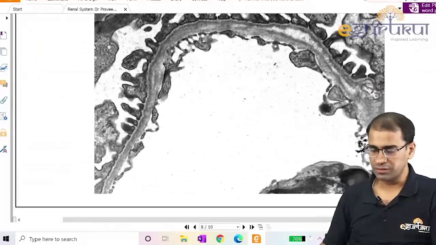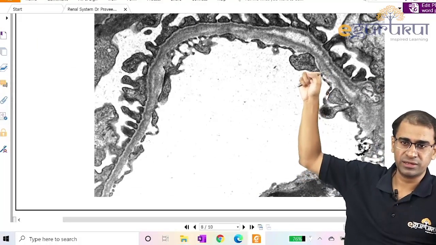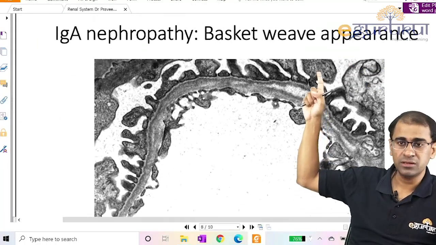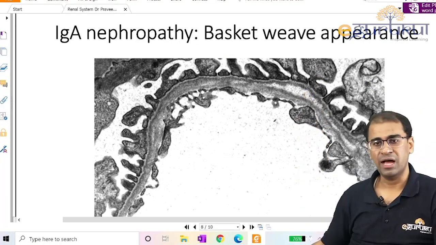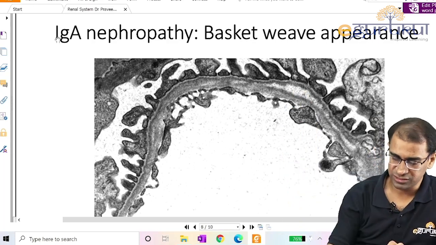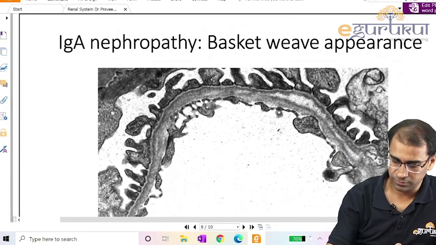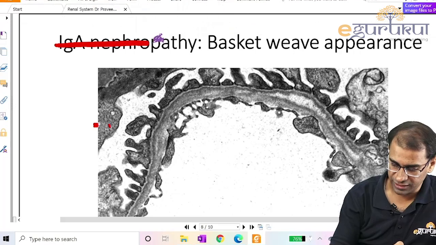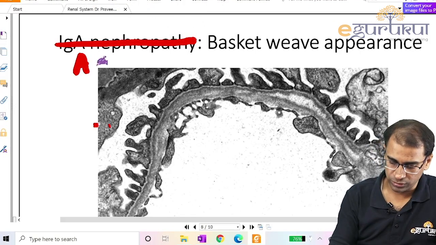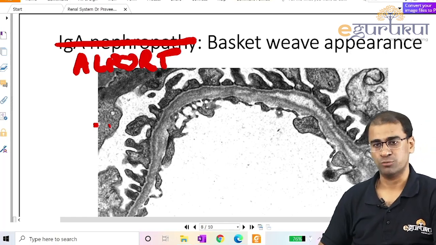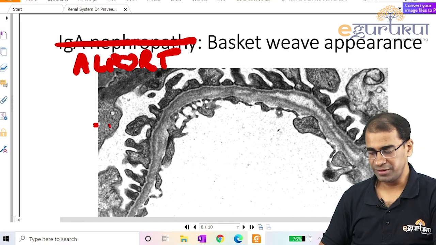Now, this is the typical basket weave appearance. Look at this splitting of the GBM here. This part is showing you splitting of GBM. It is called basket weave appearance. It is not seen in IgA nephropathy. Please note, this is not seen in IgA nephropathy. It is seen in Alport syndrome, not in IgA nephropathy, right?